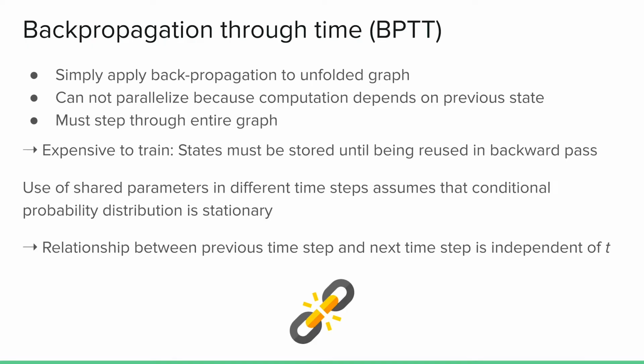When we use shared parameters in different time steps, we have one assumption here, namely that the conditional probability distribution is stationary. What does that mean? It means that we do not care where a certain sequence appears, as I just said, but the sequence is relevant. The relationship between the previous time step and the next time step is independent of the position t in our sequence.